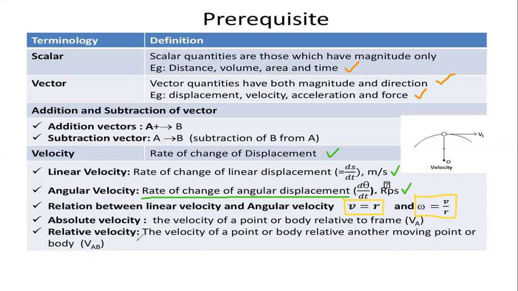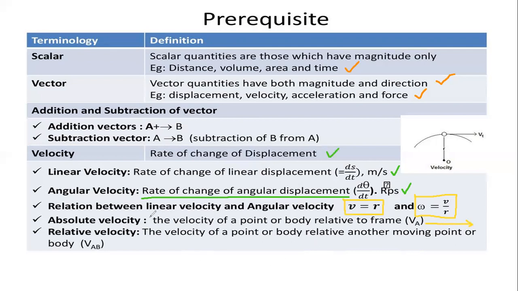Next one is the absolute velocity. The velocity of a point or body relative to the frame, that is VA. The velocity of a point relative to the frame is called absolute velocity.